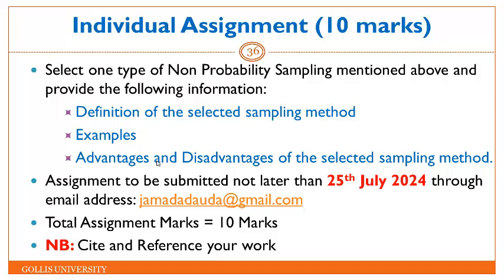Now, I would like you to conduct an individual assignment. Select one of the types of non-probability sampling methods and provide the following information: the definition of the selected sampling method, give examples, as well as explain the advantages and disadvantages of the selected sampling method. These assignments should be submitted not later than 25th of July this month, through the email address jamadadauda@gmail.com. The total marks for this assignment is 10 marks.